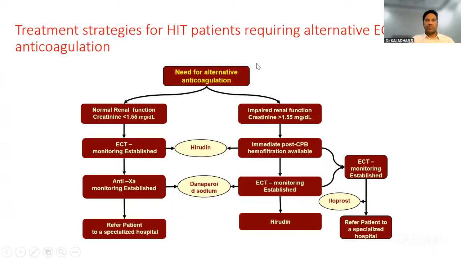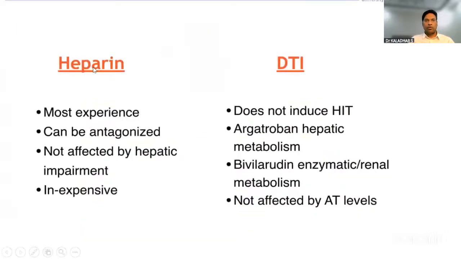So these are the different treatment strategies required when we go for alternative ECMO anticoagulation when the patient probably lands up in HIT. Of course, this is easy. We were discussing that the possibility most of the time is bivalirudin. That's what we use. Compared to heparin, direct thrombin inhibitors... Most robust experience is with heparin. It can be antagonized easily if there is excess heparin effect, with protamine, and it is not affected by hepatic impairment. Another important component is that it is inexpensive as compared to bivalirudin.